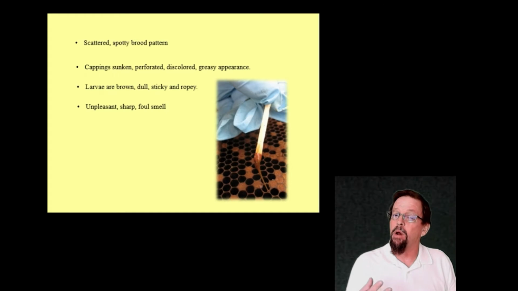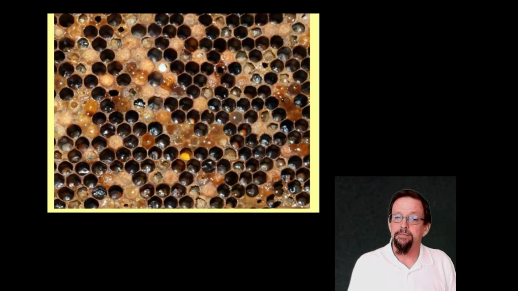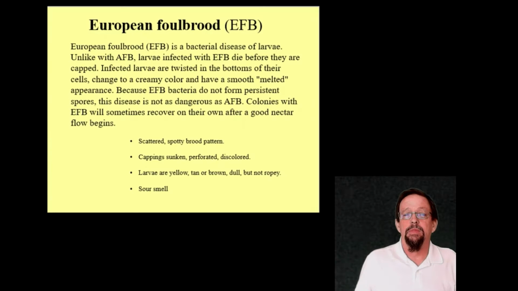So this is American foulbrood. This is what it looks like if you pull a frame out. This is actually American foulbrood. You can see the cappings, there are holes in them, they're perforated. You can see that kind of brown, greasy area. And it's a spotty brood pattern. Again, spotty brood pattern is kind of key throughout all of this.